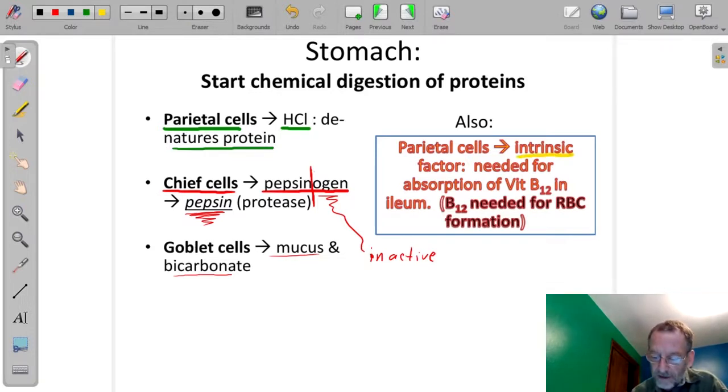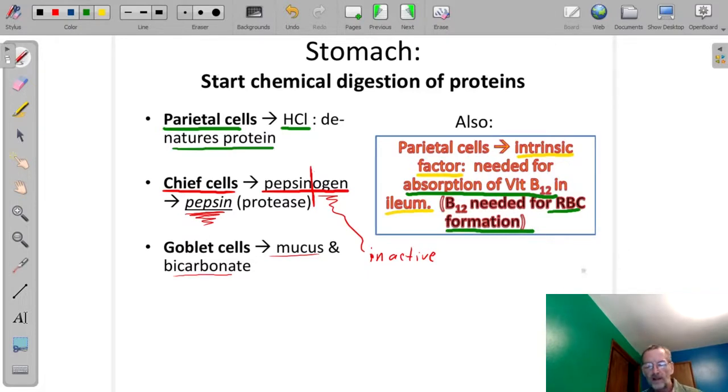intrinsic factor. Maybe I didn't mention it on the previous slide. But intrinsic factor produced in the parietal cells goes into the lumen of the stomach and moves on into the ileum, the small intestine, and is necessary for the absorption of vitamin B12. So it's a different role. And vitamin B12 is needed for red blood cell formation.